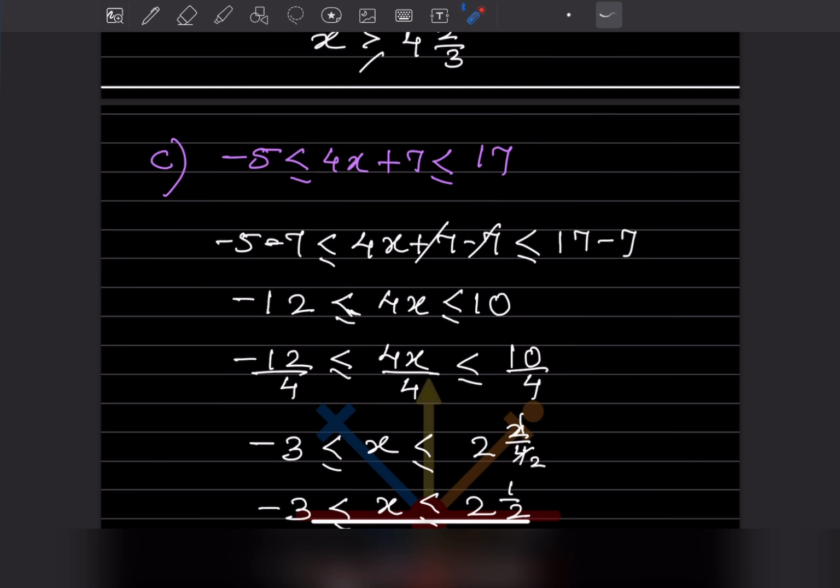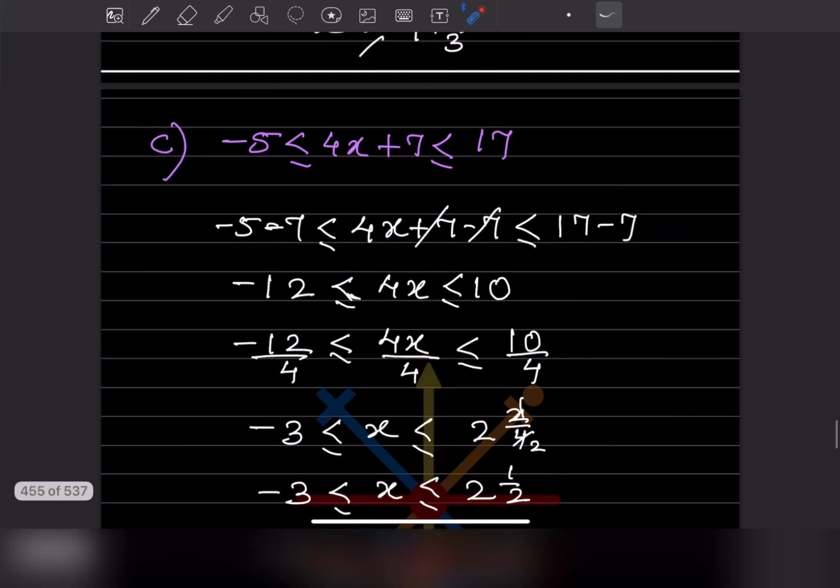So now what will you do? Minus 5, minus 7. So now here 4x plus 7, again here minus 7. And here we can put 17 minus 7. So this step is very important. Hope this is clear. Everywhere we'll put here minus 7. So now what will you get here?